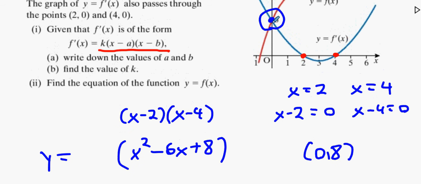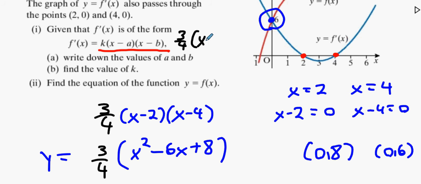You would want the answer to be (0, 6). Agreed? What number can you multiply 8 by to turn it into 6? 3/4, isn't it? So I'd argue that the answer is 3/4 of this, 3/4 of that. And what does that make the k value? 3/4 (x minus 2)(x minus 4). Question.